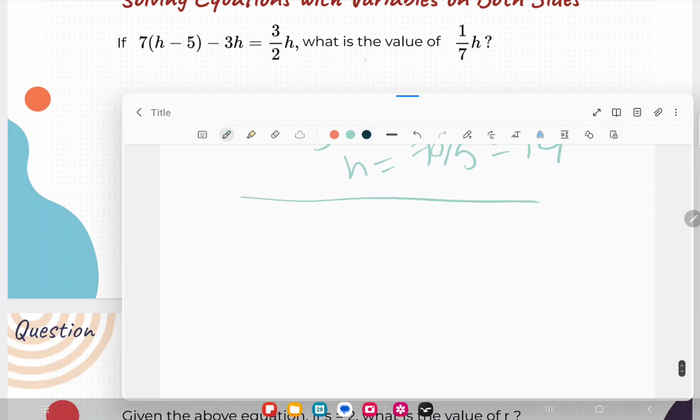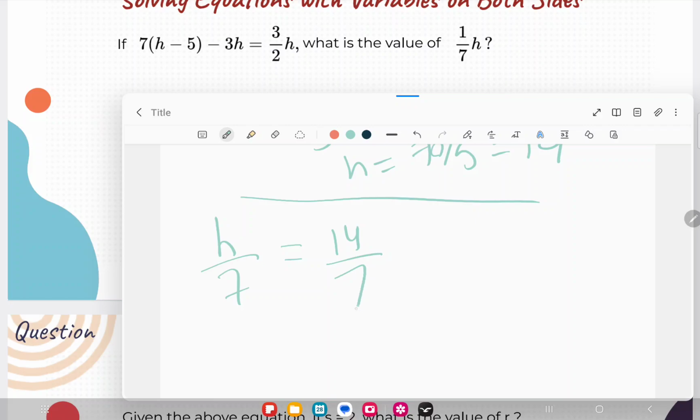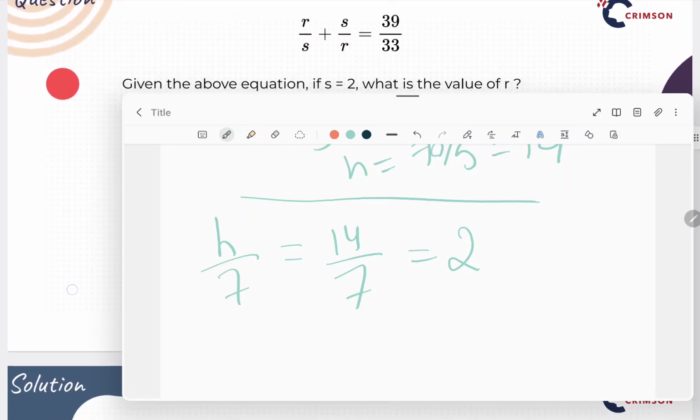Now, what do they want? They want us to evaluate the value of h over 7. So h is equal to 14 over 7, which is going to be equal to 2. Let's move on.